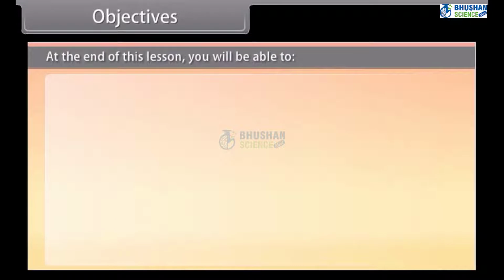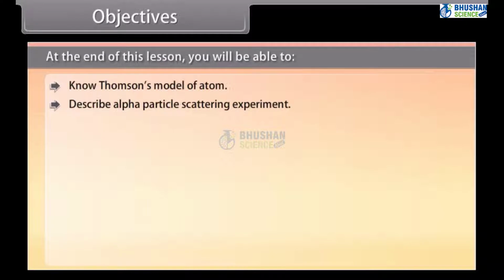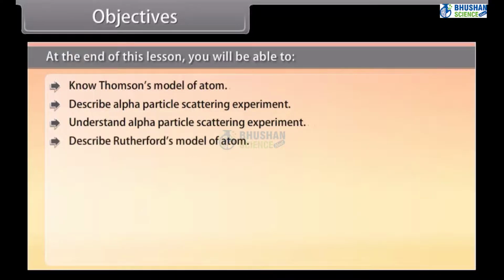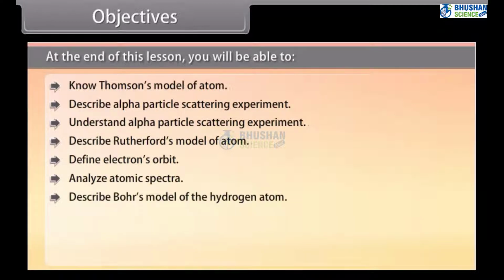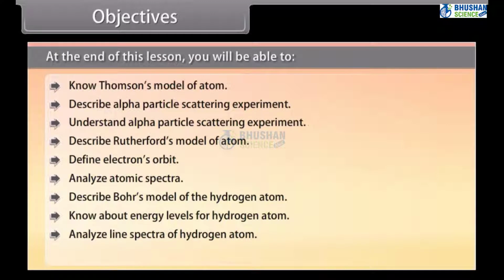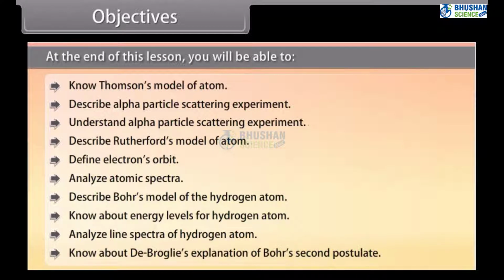Objectives. At the end of this lesson, you'll be able to know Thomson's model of atom, describe alpha particle scattering experiment, understand alpha particle scattering experiment, describe Rutherford's model of atom, define electron's orbit, analyze atomic spectra, describe Bohr's model of the hydrogen atom, know about energy levels of hydrogen atom, analyze line spectra of hydrogen atom, know about de Broglie's explanation of Bohr's second postulate.